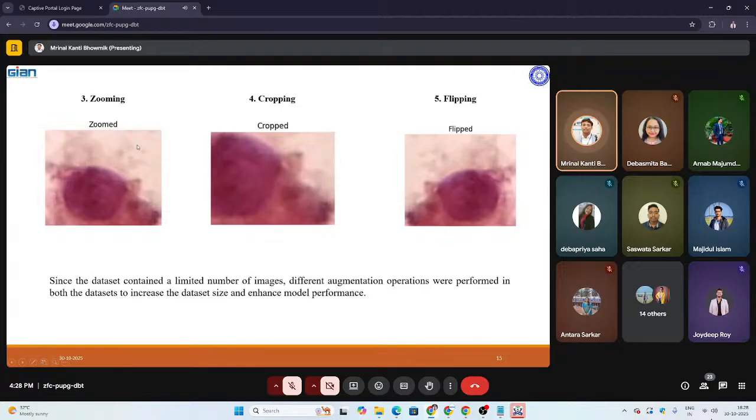These are some of the augmentation operations that we generally perform on our dataset so that there is more data for the model to train on. We can increase the number of images by doing augmentation, which is generally necessary, otherwise our model could not learn. Since the AGMC2 dataset contained a limited number of images, different augmentation operations were performed. I will be using the high-level dataset afterwards. So augmentation operations were performed in both datasets to increase the dataset size and enhance the model performance.